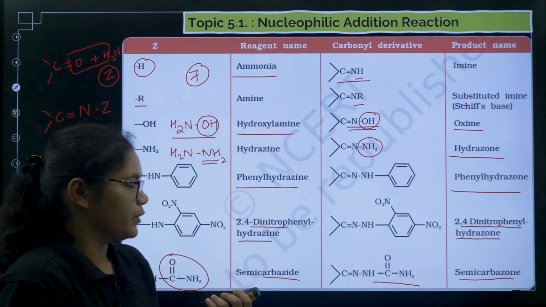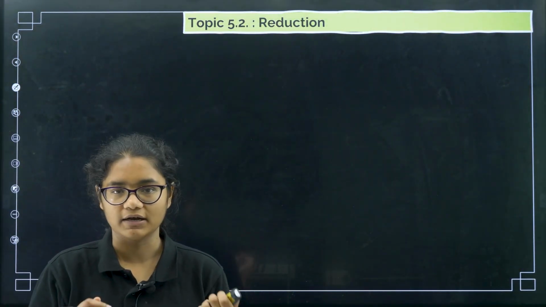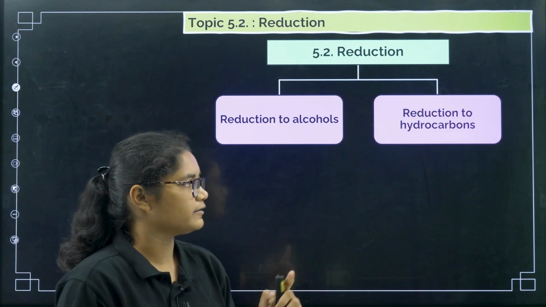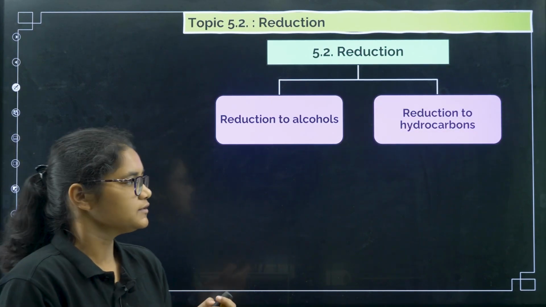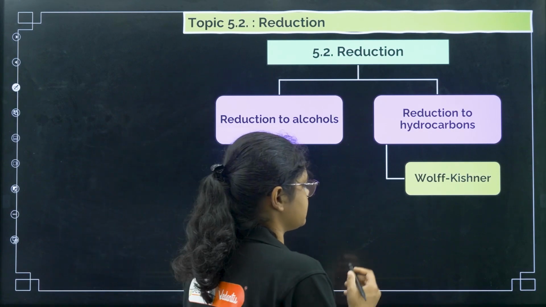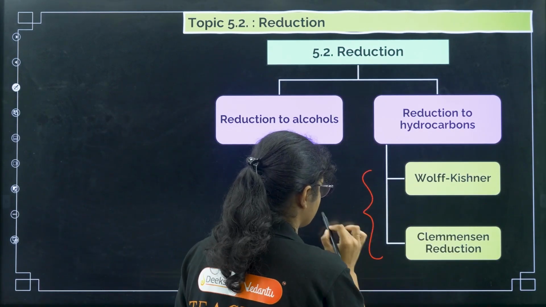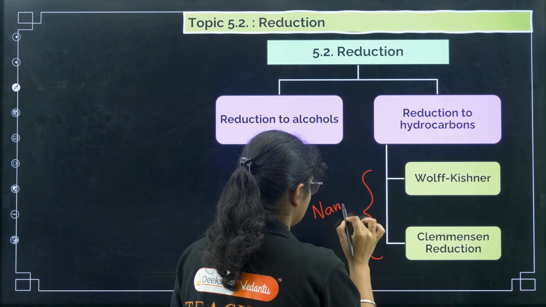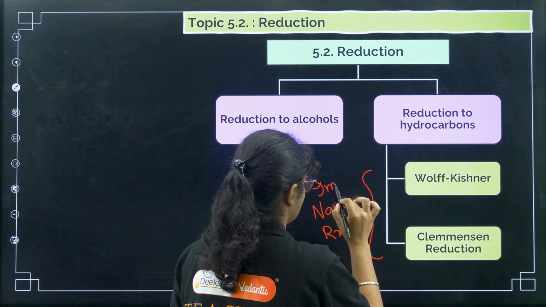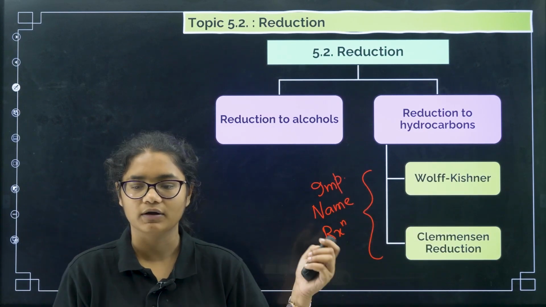Clear? Okay, now we'll go to the next topic, that is reduction. I told you under reduction we have two types of reactions, reduction to alcohols and reduction to hydrocarbons. Under reduction to hydrocarbons we have two name reactions, and this is very important: the Wolff-Kishner reaction and the Clemmensen reduction. Both of them are important name reactions. So we need to see what these reactions are.